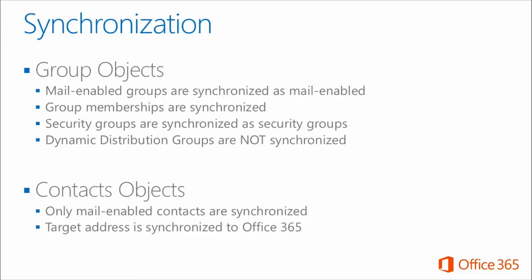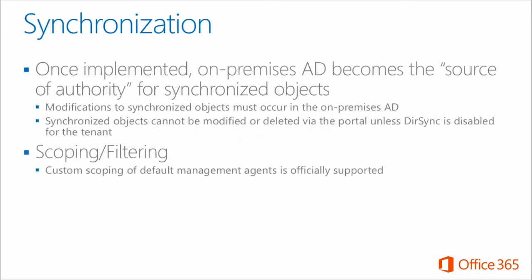Mail-enabled groups are synchronized as mail-enabled. Dynamic distribution groups are not synchronized, so there are some give and take when you're dealing with this. But mail-enabled contact objects are synchronized, and the target address is synchronized to Office 365. Once implemented, AD on-premises is the source for your users and for your synchronized objects.